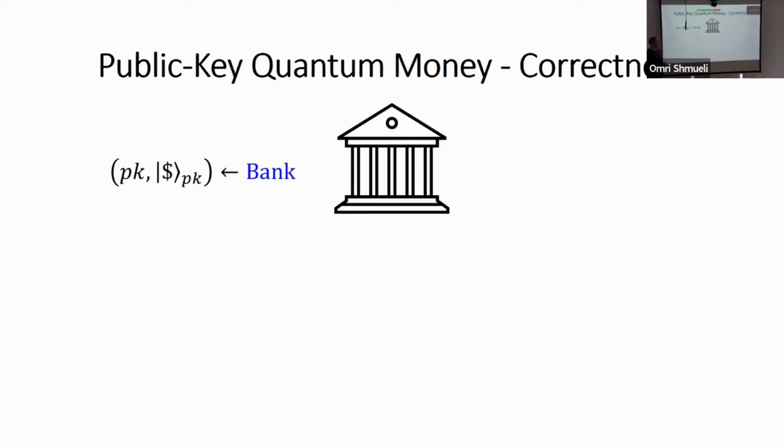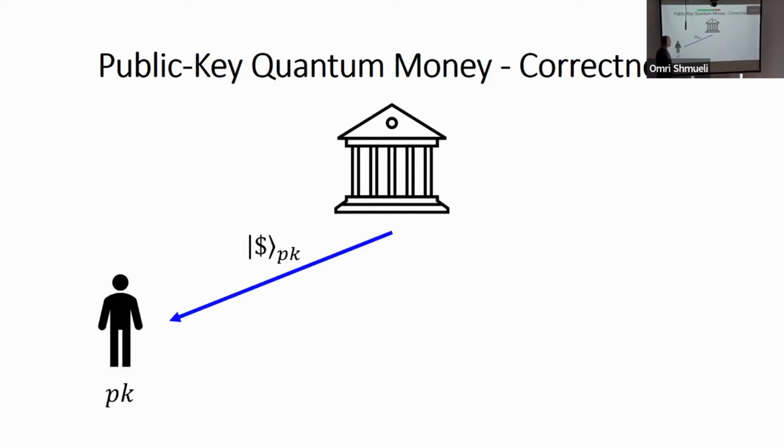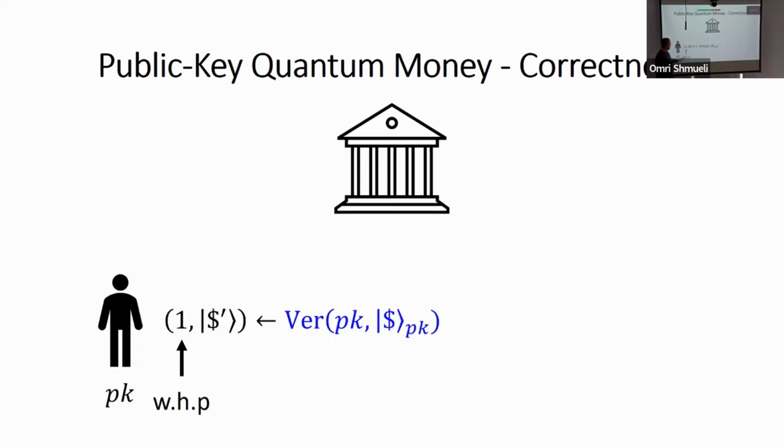More formally, in terms of correctness, if the bank executes honestly and sends this banknote to any party in the system, then this banknote that was generated by the algorithm, by the book, is going to get verified with high probability, with probability exponentially close to one.